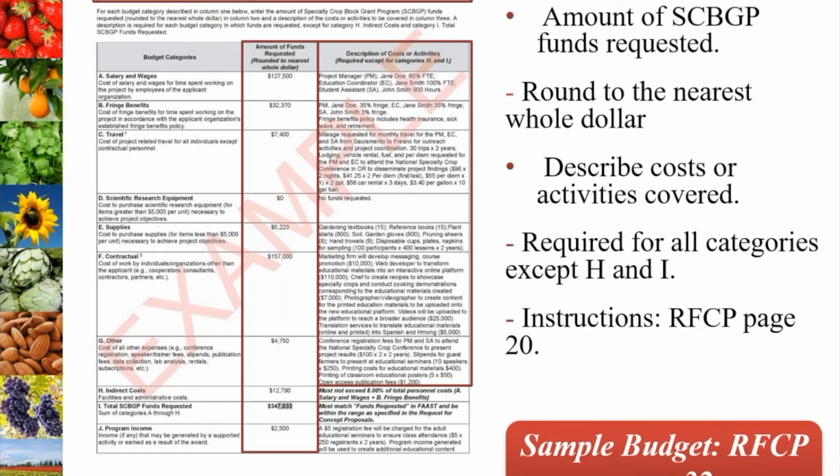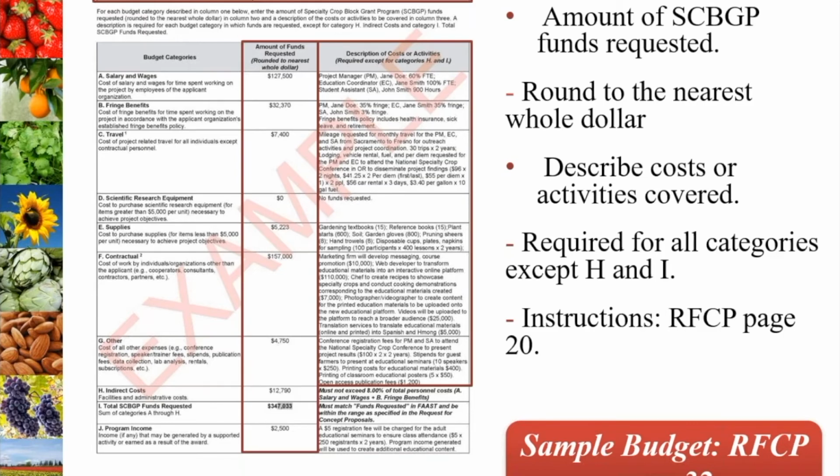In the brief description column, you'll list the costs or activities to be covered. A description is required for each budget category for which funds are requested, except for category H, which is indirect costs, and category I, which is the total SCBGP funds requested. A description for how program income will be reinvested into the project is also required should a project generate any program income that SCBGP project activities will generate.